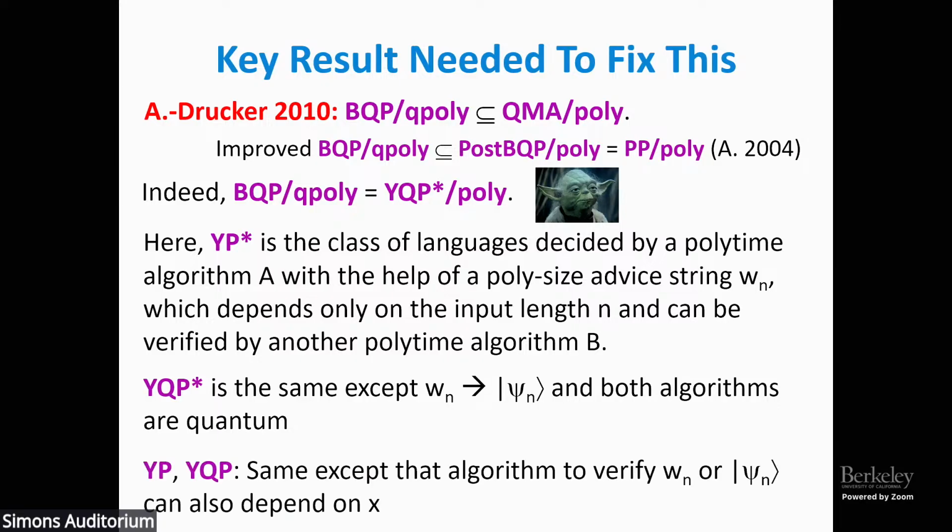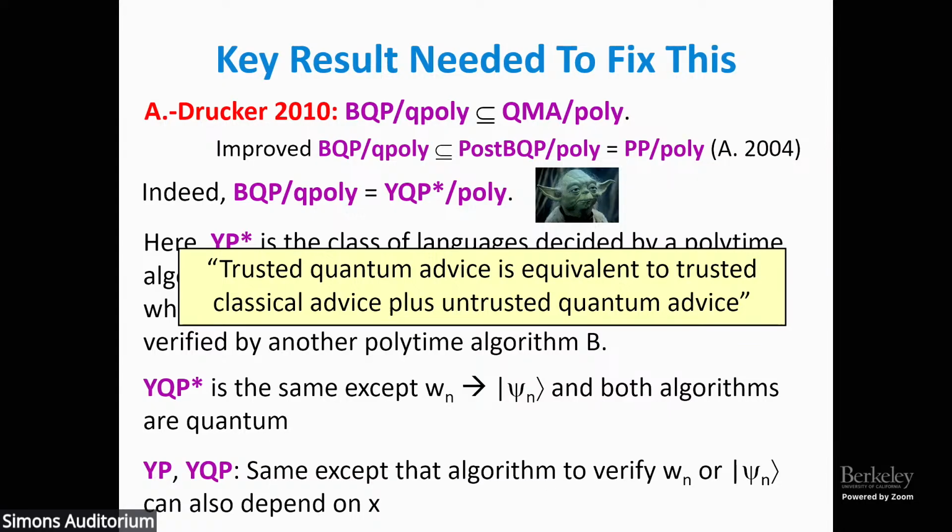If you're wondering why the star, well, the way that we originally defined these classes, we said that the verification procedure can also depend on the input x. And I don't know whether that matters or not. With hindsight, I should have just defined the class this way. But because we didn't, now we have this annoying question of, are these two definitions the same? In any case, this is the one that we'll care about. So, a slogan form to make it easier to understand what Drucker and I proved: basically, if you have trusted quantum advice, that's BQP/qpoly, that is equivalent to having trusted classical advice, /poly, plus untrusted quantum advice. That's YQP. So in other words, if you are willing to trust a classical advice string, then you don't have to trust quantum advice. You can use the classical advice to verify the quantum states for yourself. That's the surprising thing here.